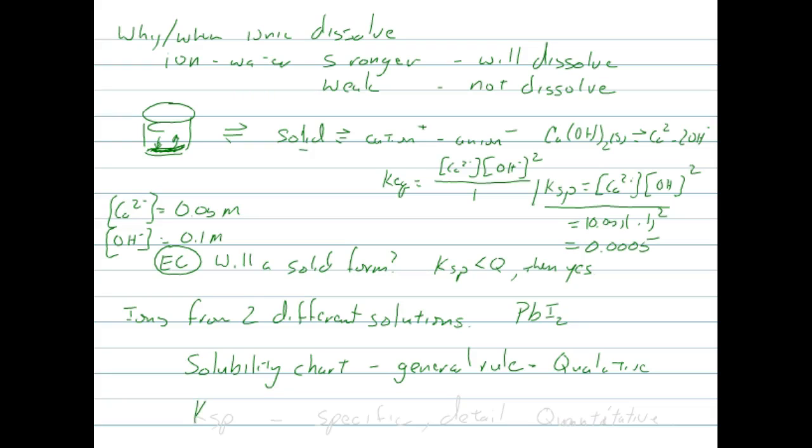The other way is what we just did, KSP. KSP gives specific numbers for specific temperatures, more detail. And since we're involving numbers, it's quantitative. Excuse my spelling if it's not right. Quantitative. Okay, so that is the general lesson on solubility using the KSP.